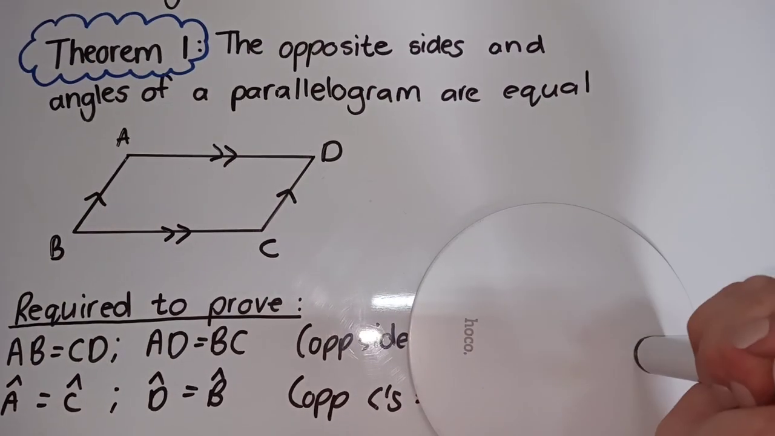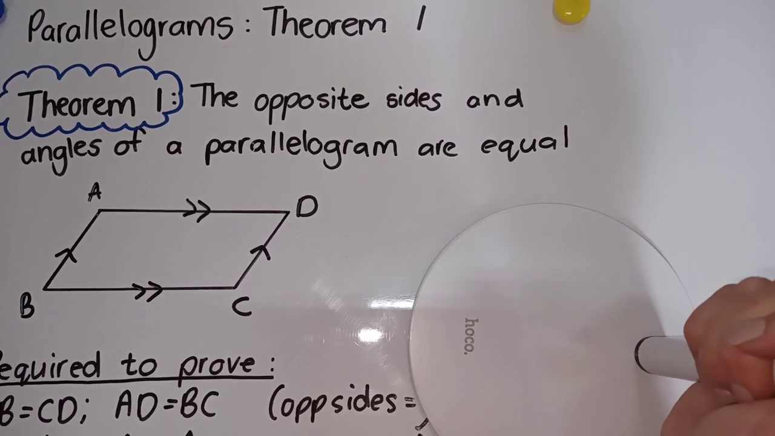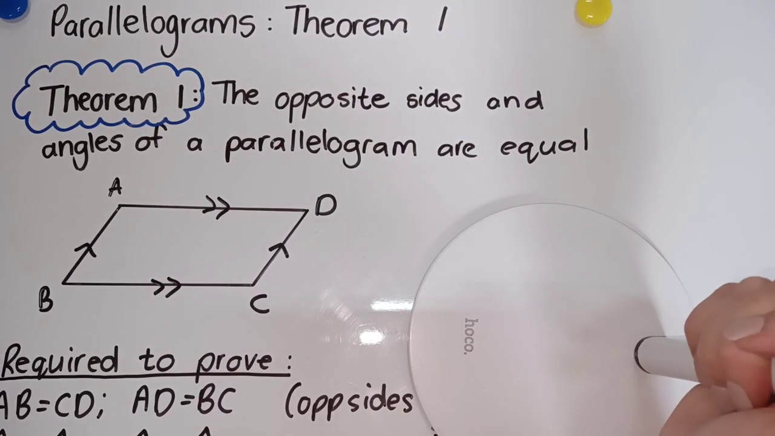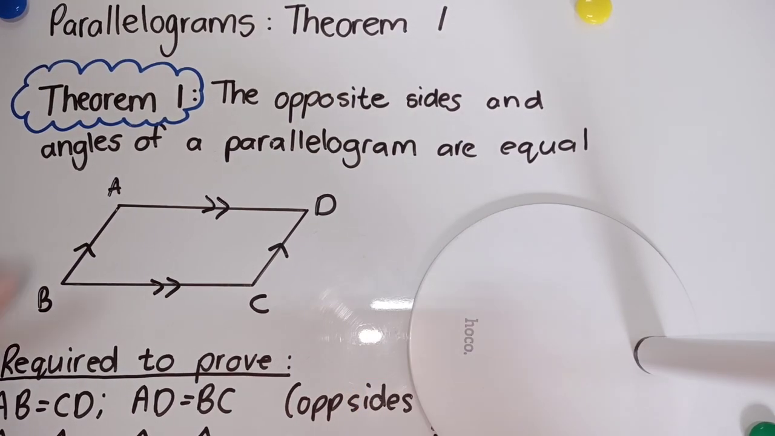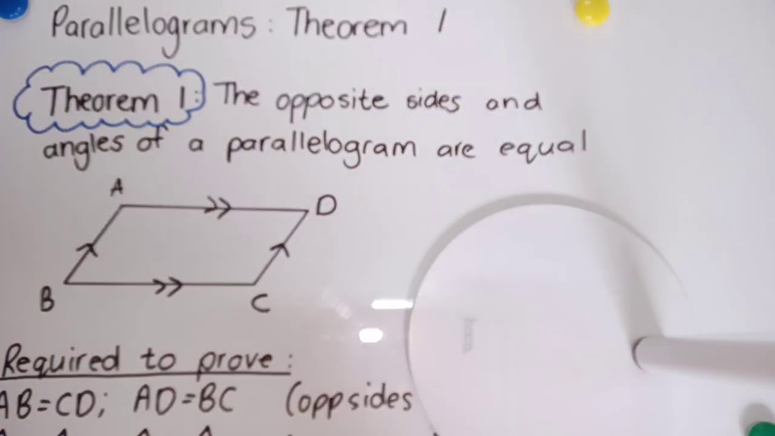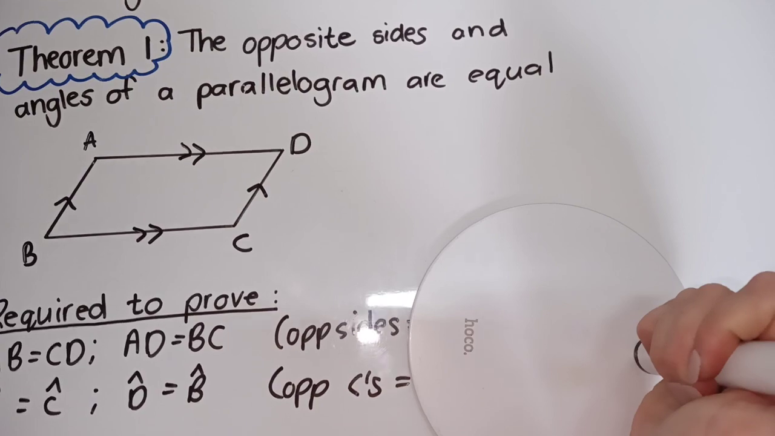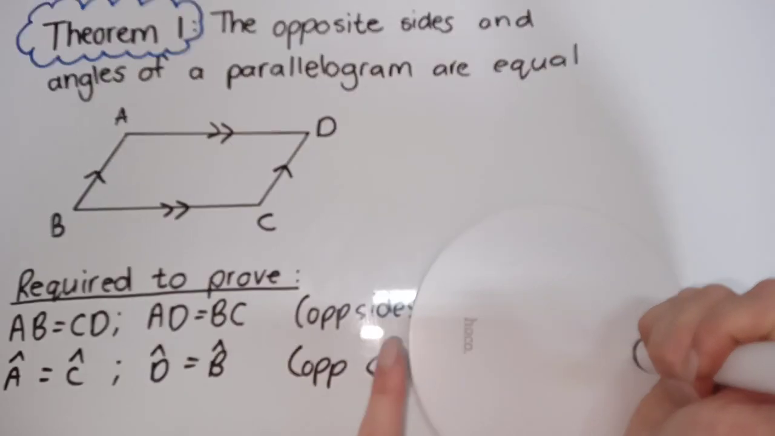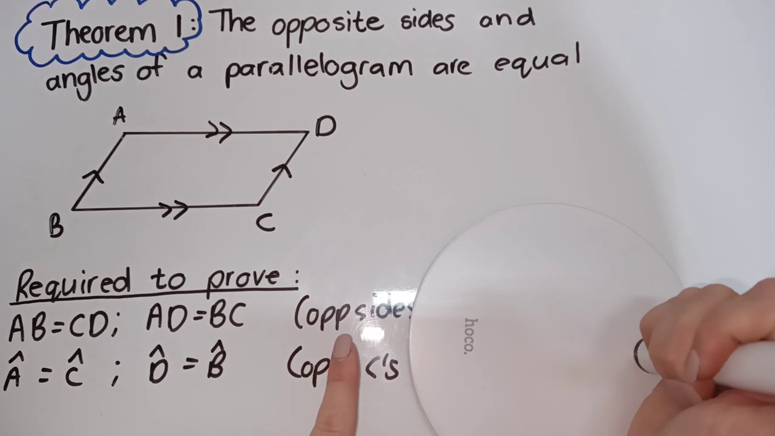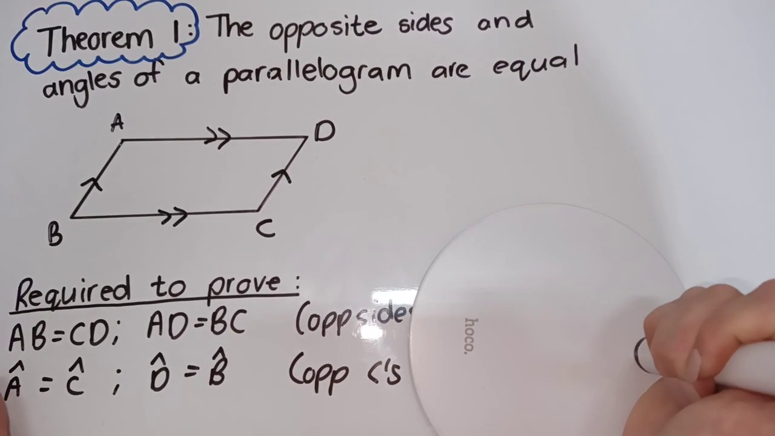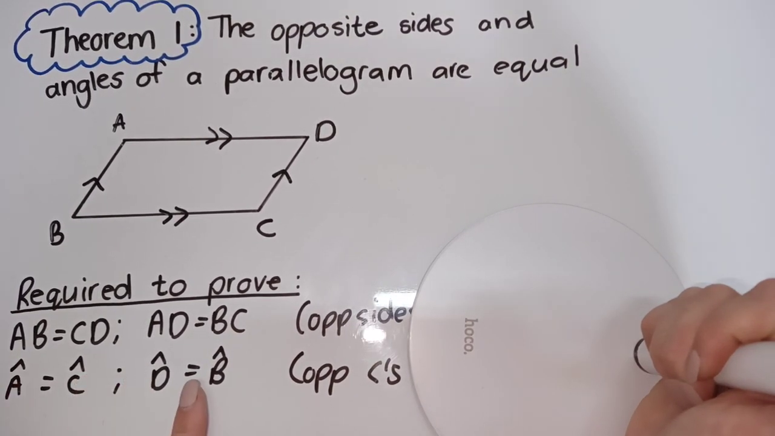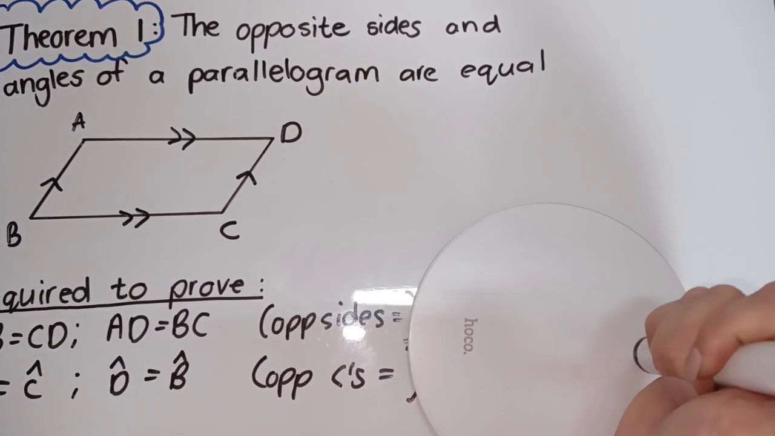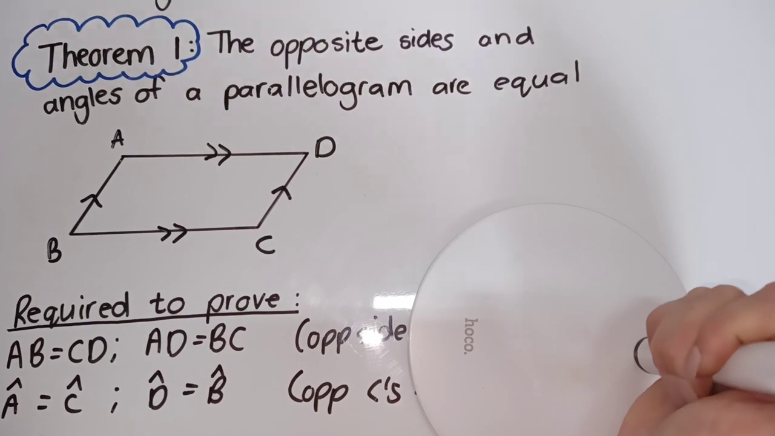So I want you to copy that down. Remember, the heading is Parallelograms Theorem 1. Theorem 1 states the opposite sides and angles of a parallelogram are equal. I want you to draw the parallelogram showing the parallel sides, and then I want you to write down here, required to prove. AB is equal to CD, and this, remember, just is referring to the opposite sides that need to be equal. And then angle A is equal to angle C, and angle D is equal to angle B, referring to the opposite angles that are equal. So if you can just copy that down.